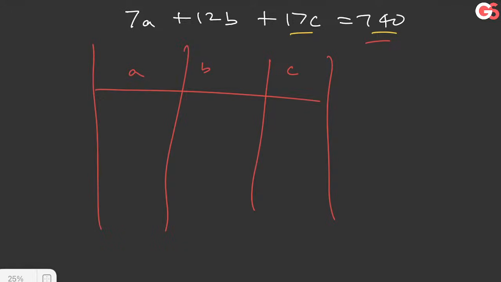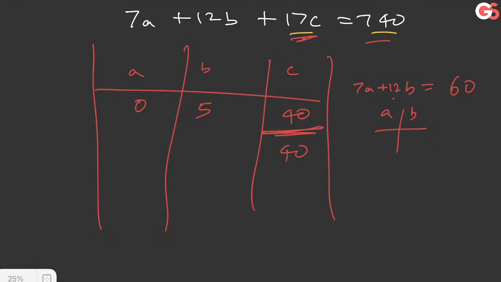C to be 40. If I took C as 40, what do we get? If C is 40, what will 7a+12b be? Put 40 here: 680. This will be 60. Do we get some values if C is 40? If C is 40, I'll get B as 5 and A as 0. That's one possibility. Right? 12 times 5 is 60. Now B's value keeps decreasing, and if it decreases further it becomes negative, which cannot happen. So 0, 5, 40 is a possibility.